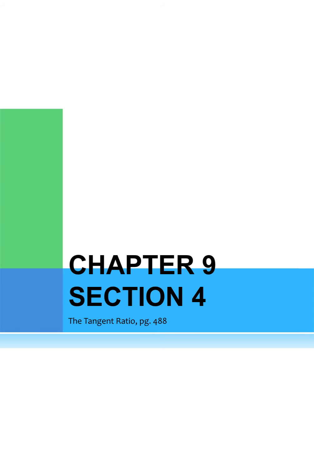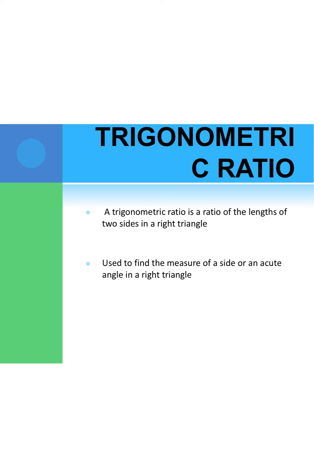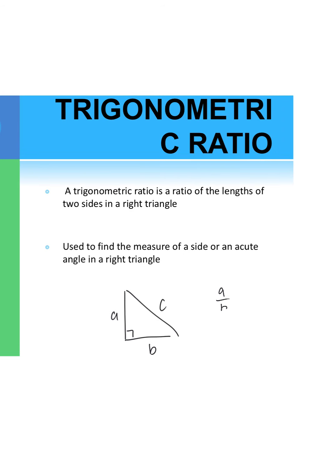Okay, this is chapter 9, section 4, the tangent ratio. A trigonometric ratio is a ratio of the lengths of two sides in a right triangle. It's used to find the measure of a side or an acute angle in a right triangle. So, for example, if we have a right triangle, we've got an A, a B, and a C. Any combination of the ratios of A, B, and C, A over B, A over C, B over C, etc., will be what we call a trigonometric ratio.